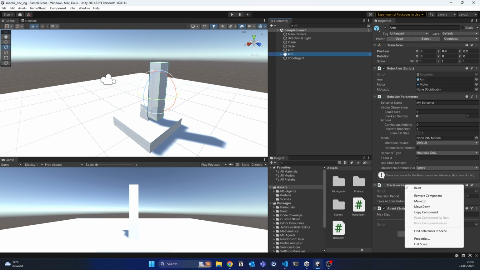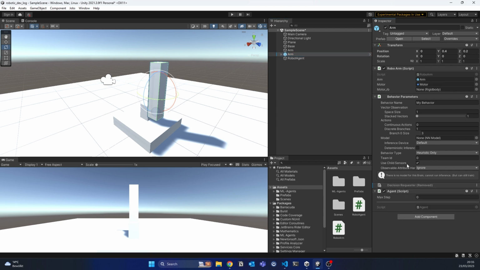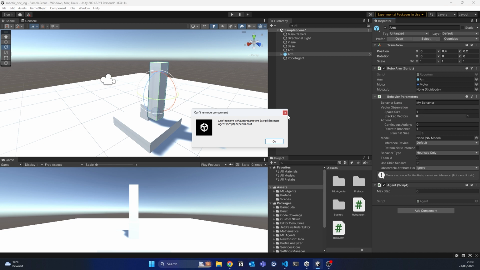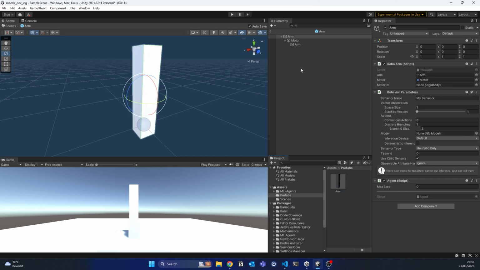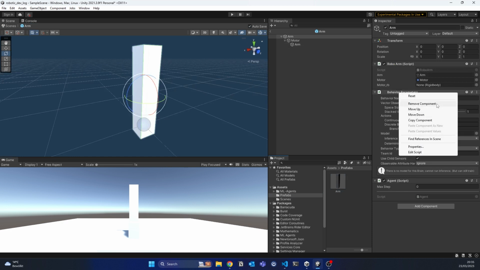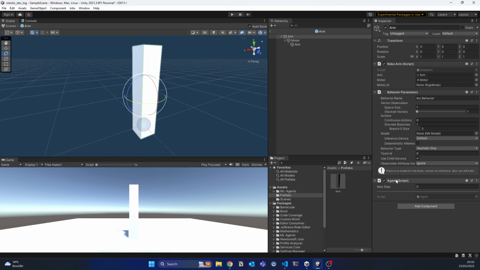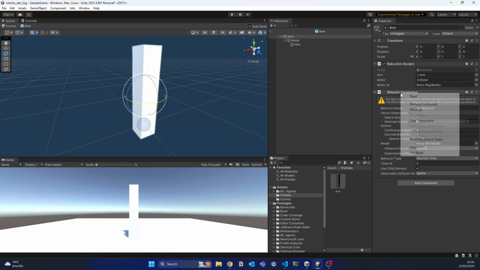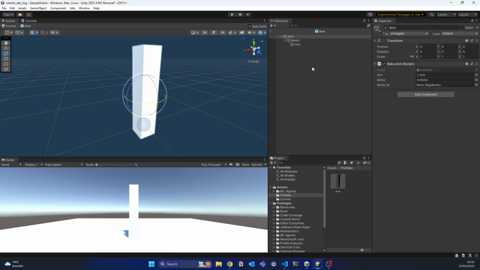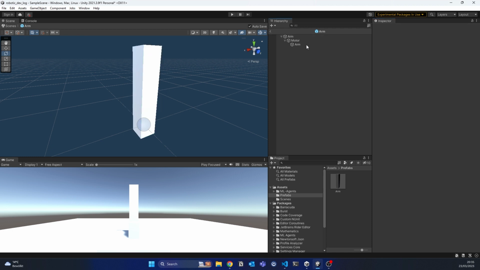Alright, we don't need the decision requester. This one we don't need either. Why does it say we need this? Override, apply. Probably because of that. Okay, let's go into the prefab. Somehow it doesn't want. Agent, remove, and that's cool.